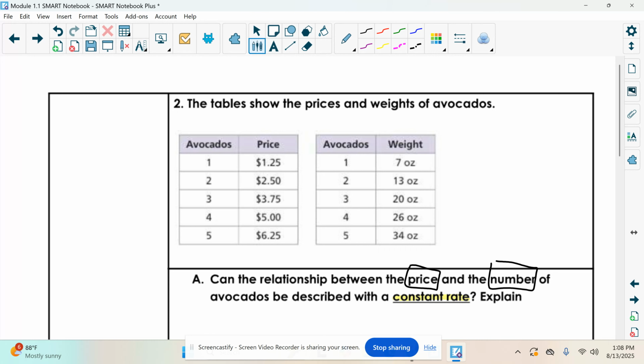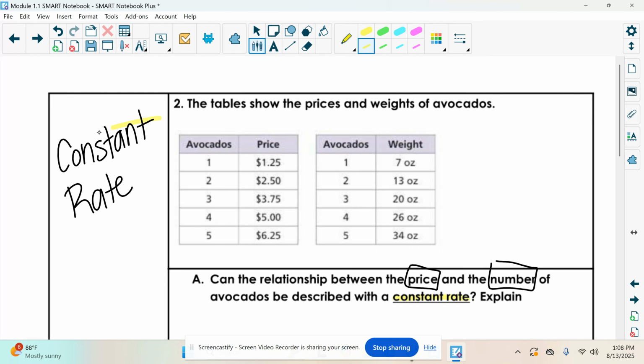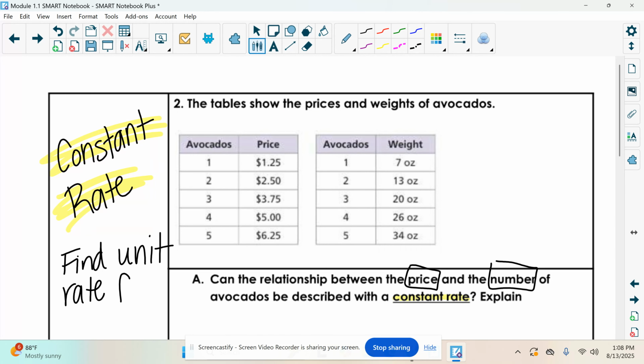So to find constant rate, because you're going to be asked this, I might want to say constant rate, and then I might want to highlight it. To find the constant rate, you're going to find the unit rate for each. That's the first thing you're going to do. So for each one, you're going to find the unit rate.